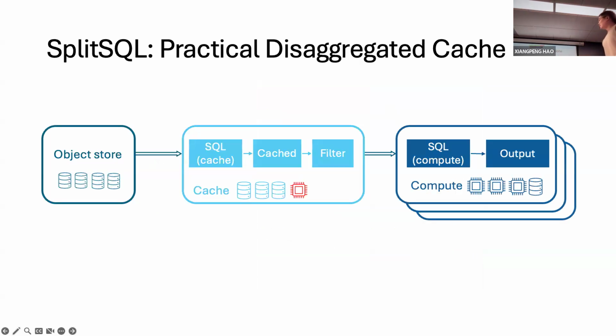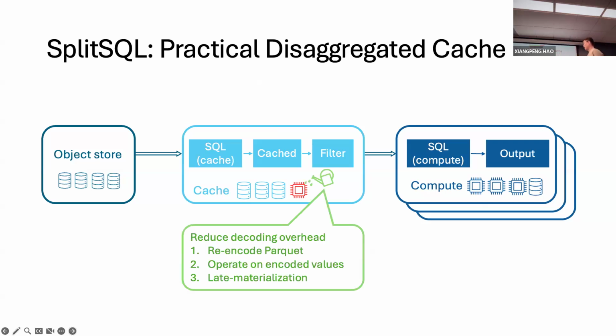And that is our high-level approach. We have multiple compute nodes. We have a disaggregated cache that allows you to scale up and down independently. And we have some fancy techniques to avoid overwhelming the CPU on the caching server. Those techniques: we re-encode Parquet into informal cache-specific file formats, and then we can operate on the encoded values. We have late materialization that can reduce the decoding cost.